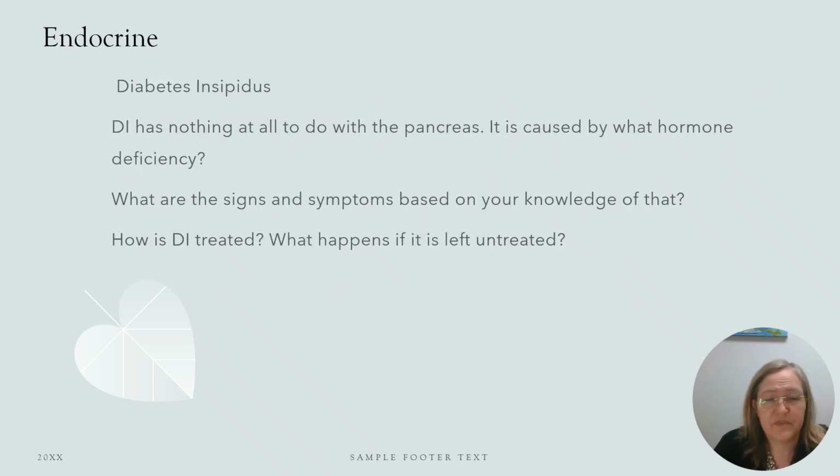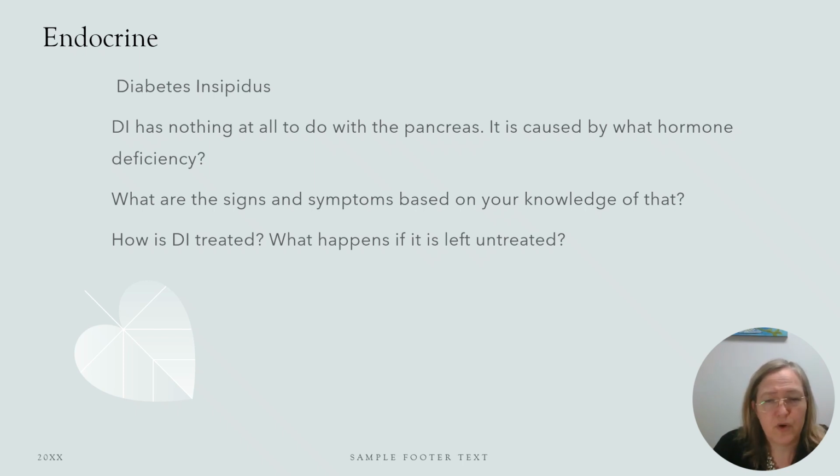For diabetes insipidus, I want you to be aware, and I've said this before, I'll say it again, diabetes insipidus has nothing whatsoever to do with the pancreas. It is caused by a hormone deficiency. Make sure that you can look that up and name the hormone deficiency that's involved. And then what signs and symptoms do you expect based on your knowledge of that hormone? How do we treat it, and what happens if it's not treated? So worst case scenario, what happens?